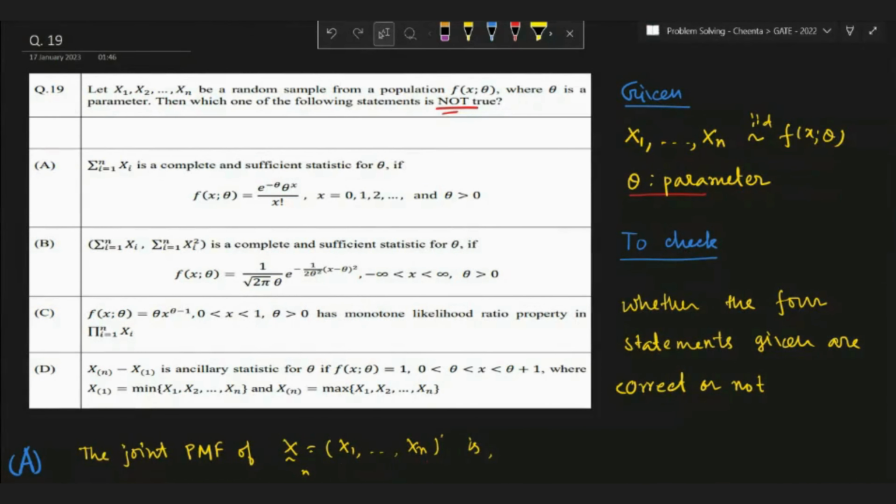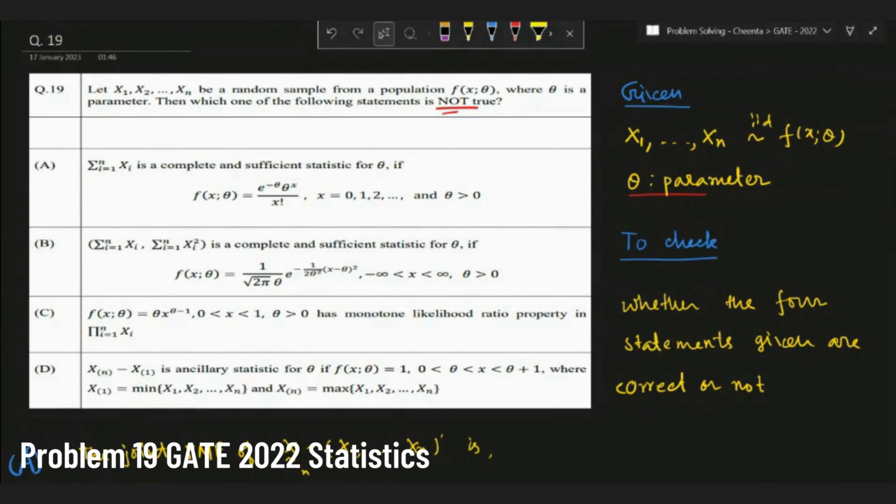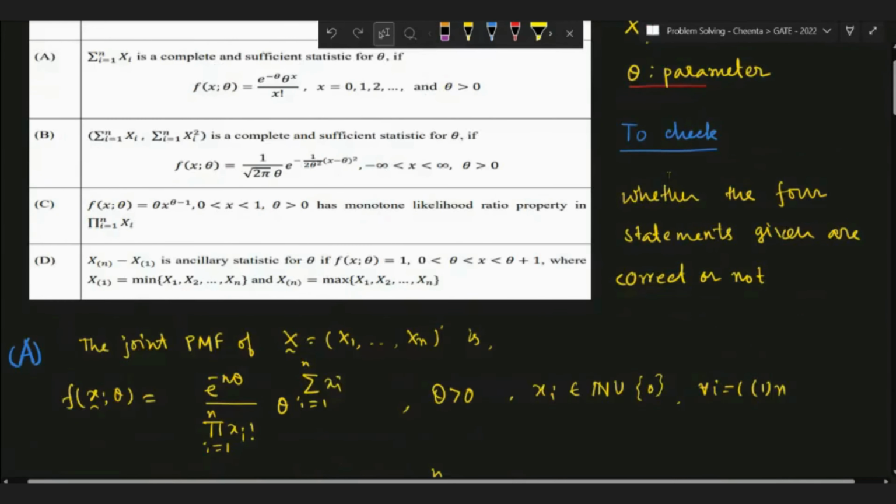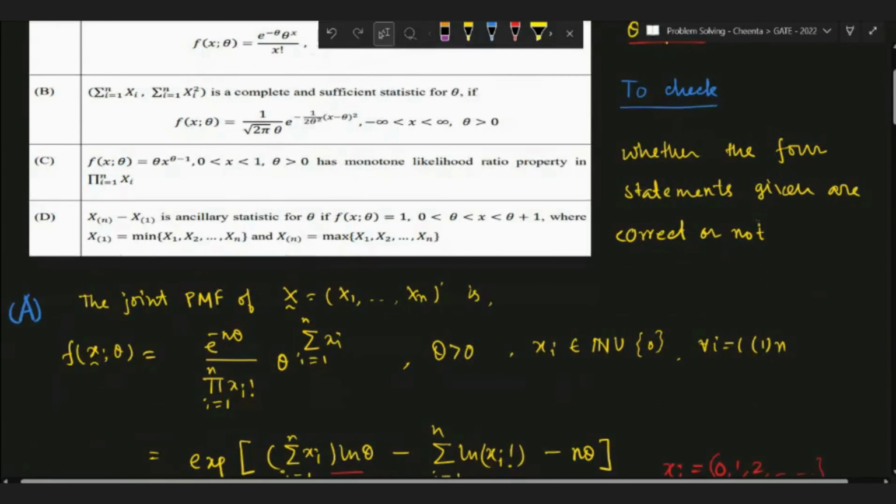Today we will be doing problem number 19 of GATE 2022 statistics paper. The problem says that X1, X2, ..., Xn be a random sample from the population f(x, theta), where theta is a parameter. Then we have to check which one of the following statements is not true. So we are given that X1, X2, ..., Xn is an IID random sample from the distribution f with the parameter theta. We have to check the four conditions whether they are correct or not.